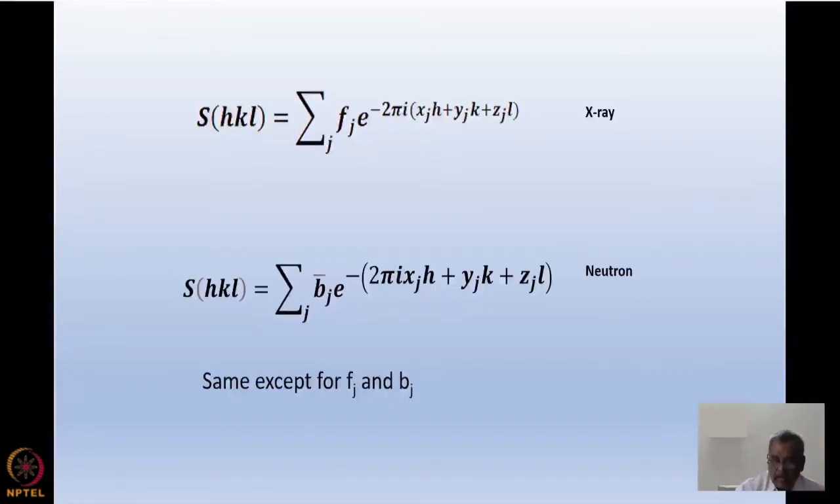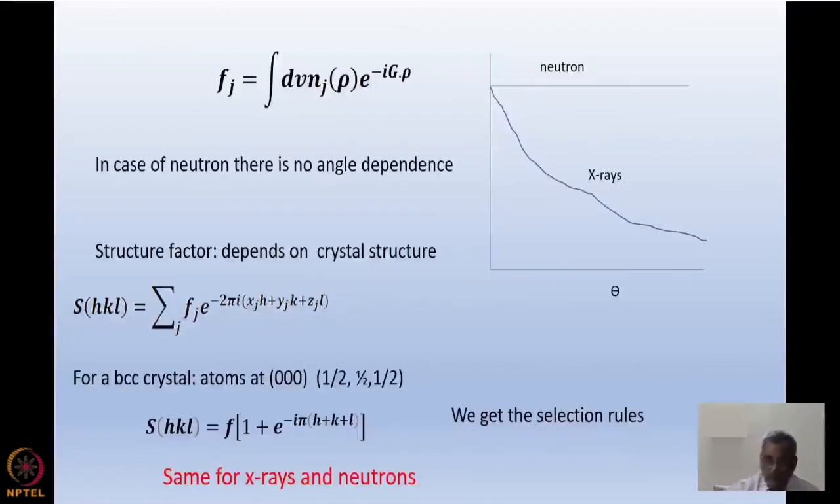As I again repeat, there is a form factor, there is a coherent scattering length. You can consider it as a Fourier transform of a delta function, which is constant at all Q space, whereas fj falls. So with this, you can see that for a BCC crystal, I can write down this expression as F into 1 plus e to the power minus i pi h plus k plus l.